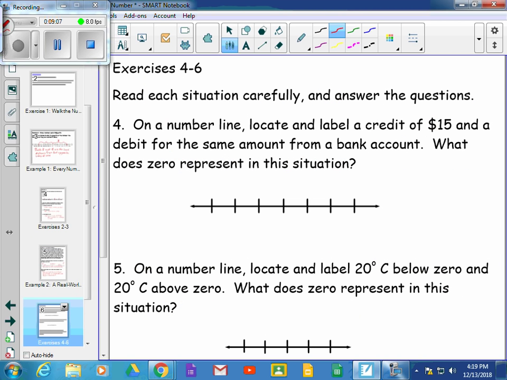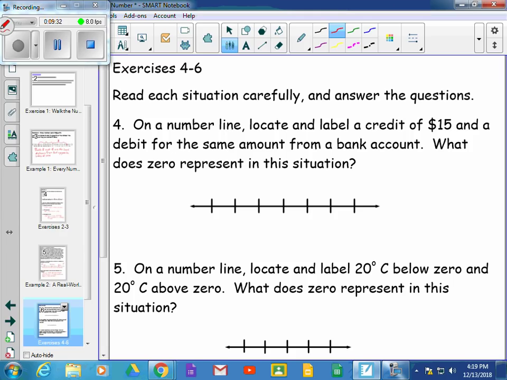Now let's go to exercises 4 through 6. Again, I want you guys to try these and pause the video, and when you're finished, turn the video back on and check yourselves. It says read each situation carefully and then answer the questions. So pause the video now, take a few minutes, and answer all of 4, 5, and 6.